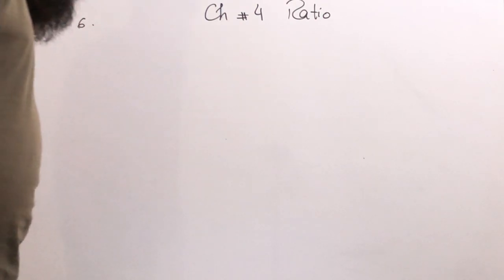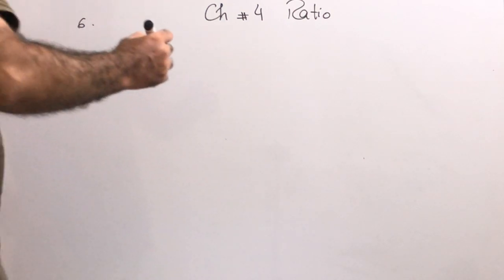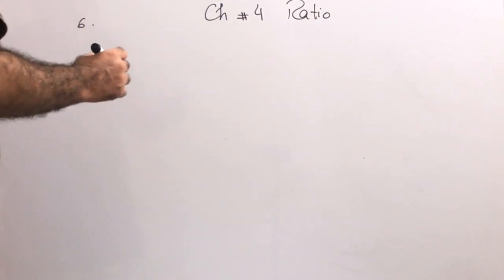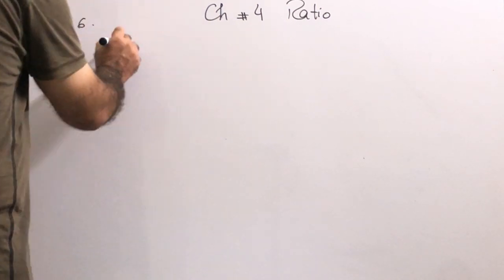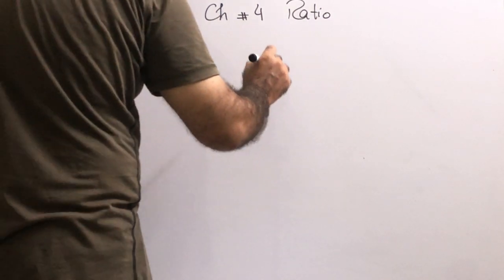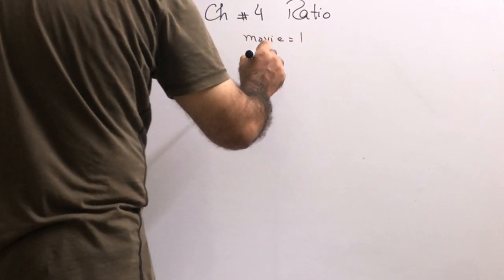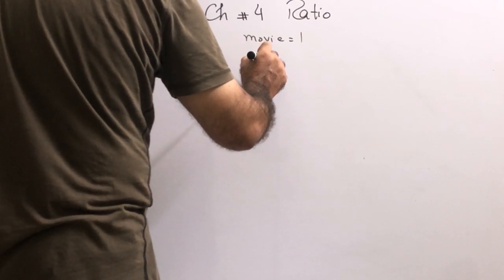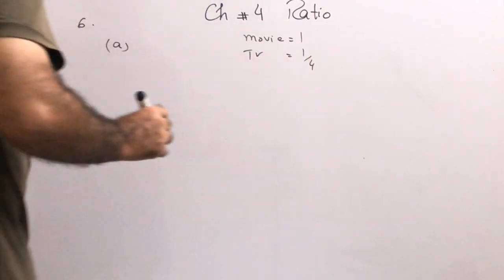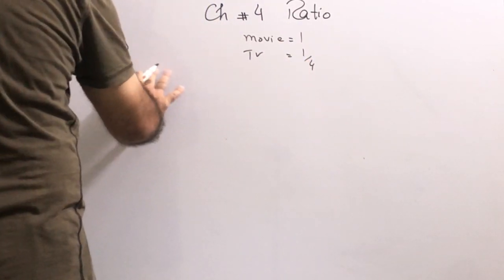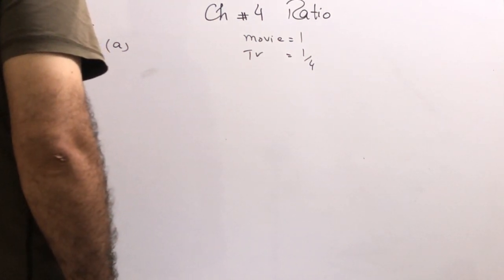It says duration of a television documentary is 1/4 the duration of a movie. Okay, the duration of a television documentary is 1/4 the duration of a movie. Okay, so it means if movie is one, okay, then documentary for TV is 1/4. Okay, number A, we need to find the ratio of the duration of the documentary to the duration of the movie.